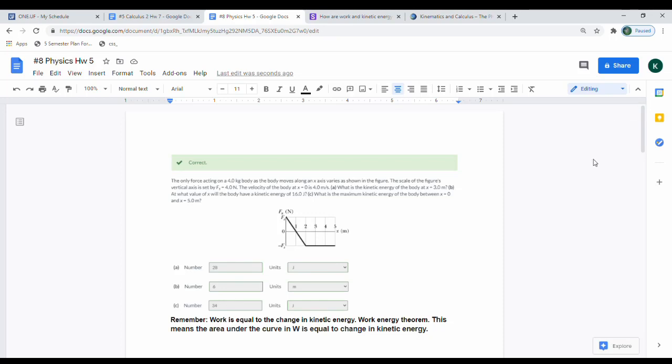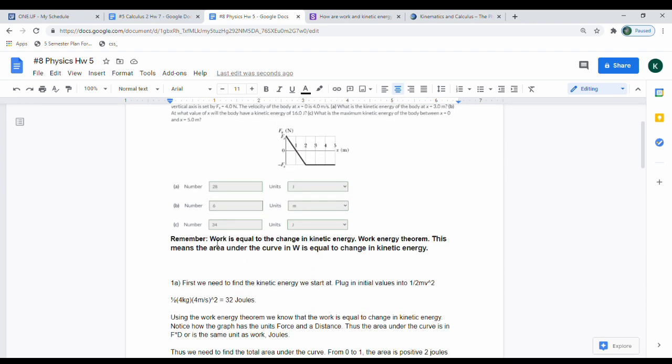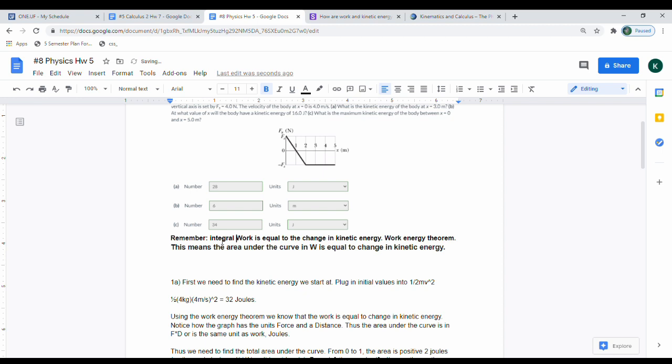I'm going to assume the biggest problem for this is that people do not understand how to solve it. So the very thing you need to realize is that work is equal to the change in kinetic energy. Well, the integral of work is equal to the change of kinetic energy. In other words, the area under the curve equals the change in kinetic energy. I forgot to write the integral of work.